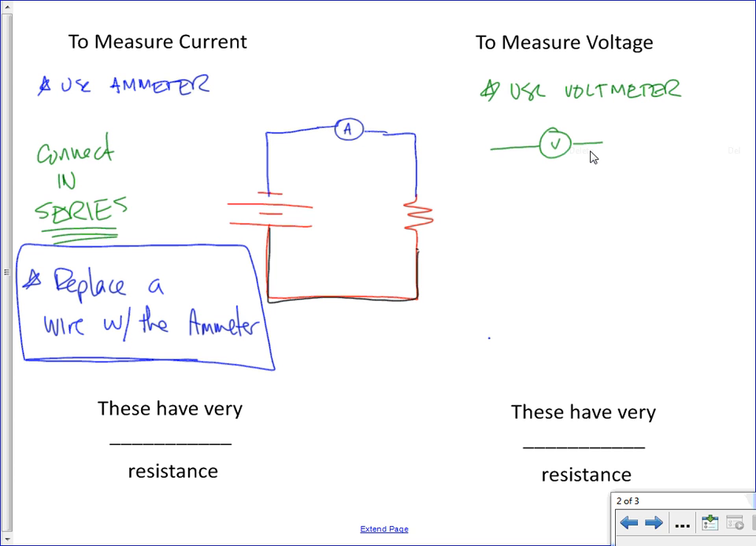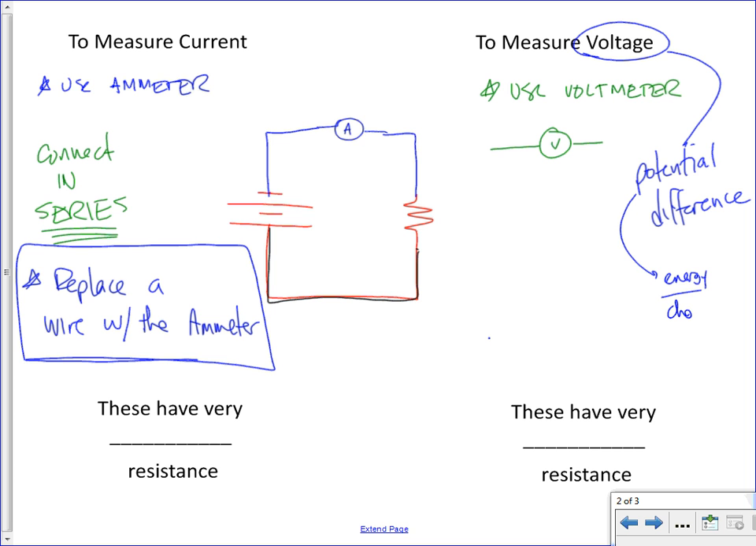Super. Now, to measure voltage, we use a voltmeter. And remember, the other phrase for voltage is potential difference. Potential, which you don't really have to concern yourself with too much, is energy per unit charge. So what we're really looking at is energy difference, right? And that means we have to compare two places.